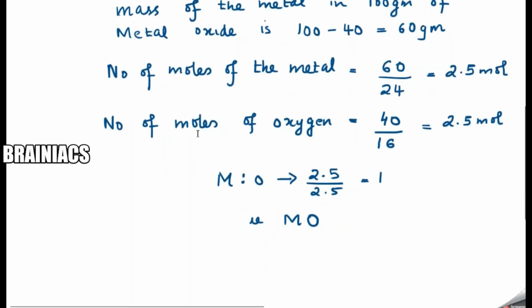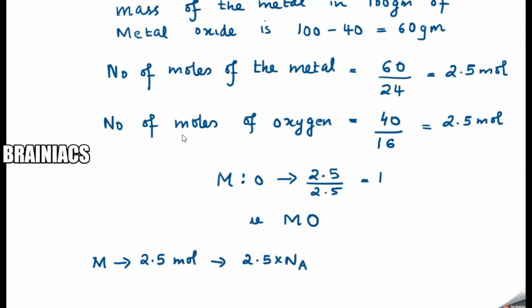So some students will still have doubt. Then another way of interpretation is this. Metal is 2.5 mole, right? Convert this into number of atoms. So it will be 2.5 into Avogadro number, correct? And oxygen again is 2.5 mole, correct? So convert this into number of atoms. So this will become 2.5 NA.